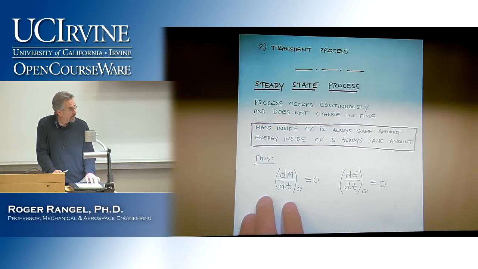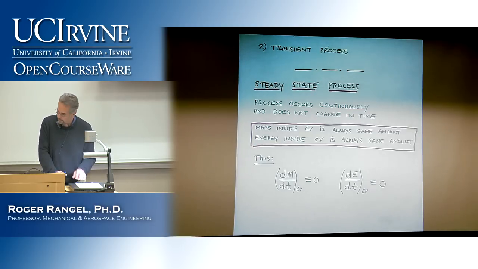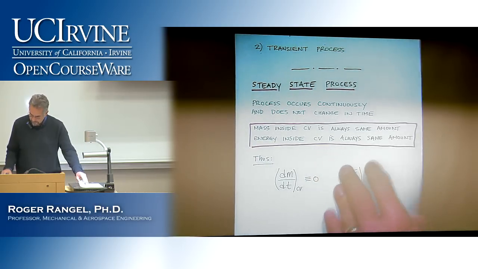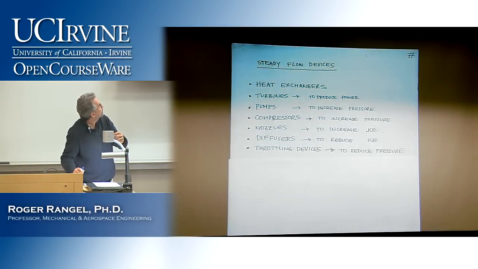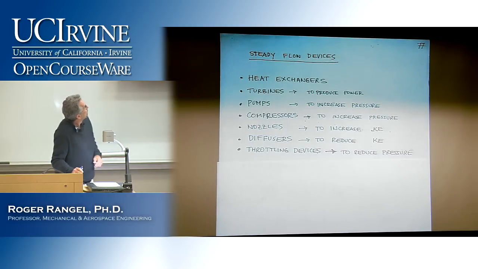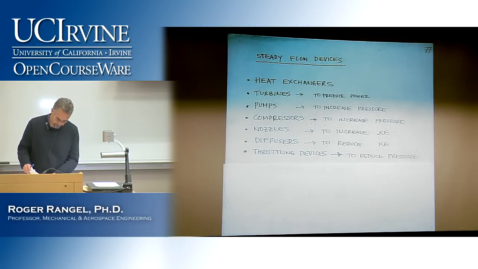So we start by saying that there is no variation of mass in time inside the control volume, and no variation of energy with time inside the control volume. The type of devices that we're going to look at, you saw some of them in the Rankine cycle diagram, but here I made a list of a few where we'll probably focus most of our energy. Heat exchangers. A typical heat exchanger, for example, is the condenser that we were looking at.